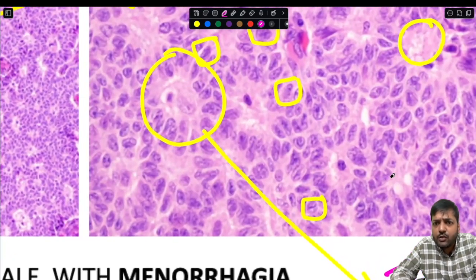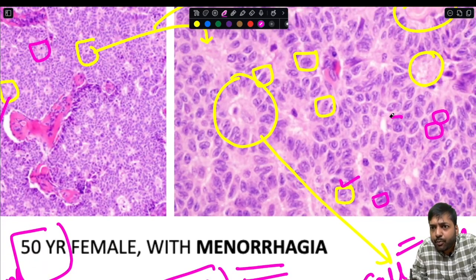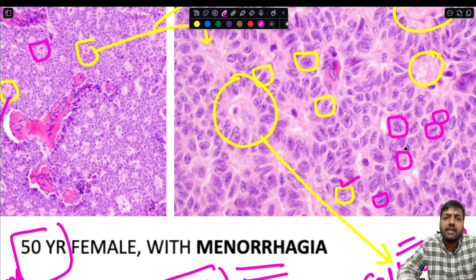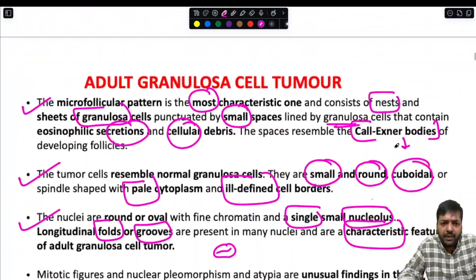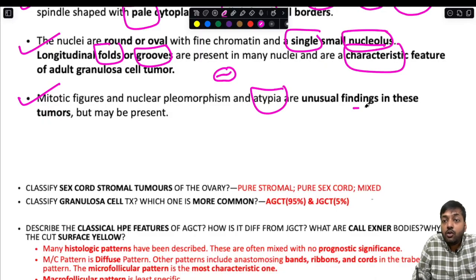Let me just zoom and show you. If you can see over here, you can see the nuclear grooving. The groove is very, very important. You can see one nuclear groove over here also, and another over here also. You can see the nuclear grooving over here, and you can see prominent nucleoli as well, as we have seen. Mitotic figures, nuclear pleomorphism and atypia are unusual findings in these tumors but may be present.